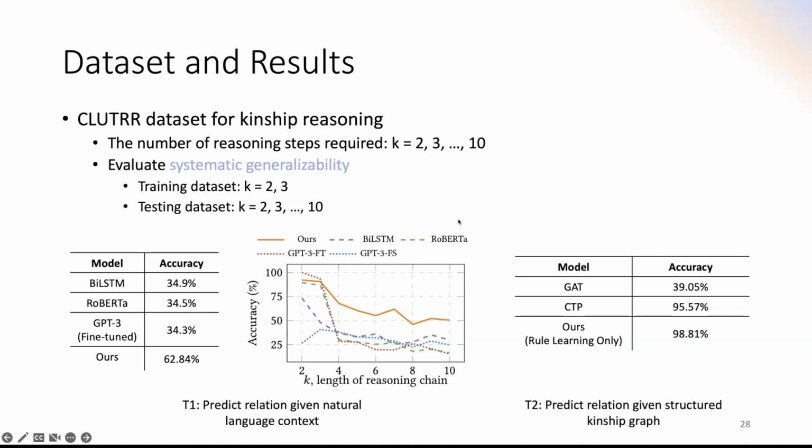Our method could perform at 98% accuracy, almost perfect. This is compared to some traditional graph neural network models, which could suffer from not being trained on problems with more difficult setups.